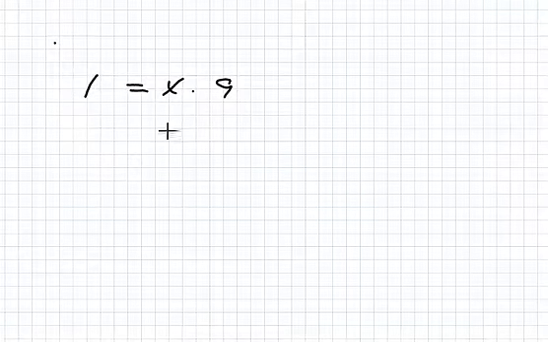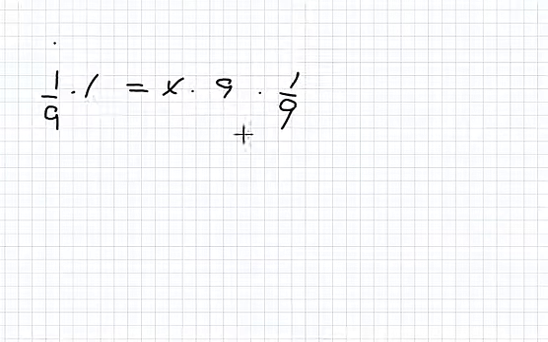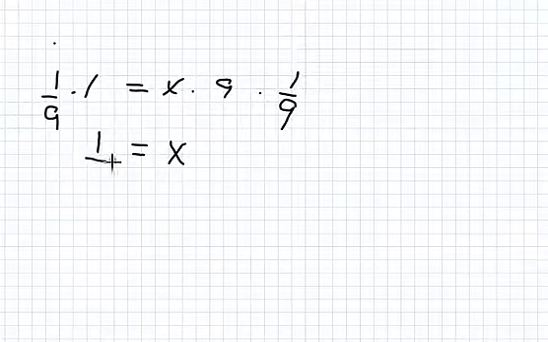So this ought to be pretty simple. If we're going to solve for X, just multiply both sides by 1 over 9. And 9 times 1 over 9 is just 1, so we're left with X is equal to 1 over 9.